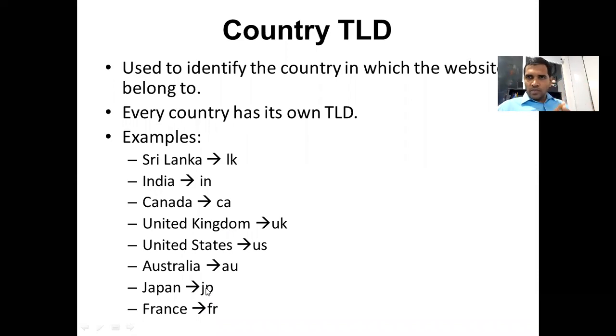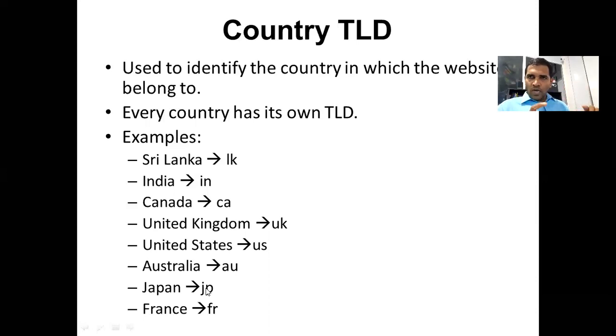So if there is a URL, http://www.abc.in, when we see this URL on the screen or somewhere, we identify that company as an Indian company, because that IN tells us that it belongs to India. But that IN doesn't show anything about its nature. It may be a government institution, it may be a profitable organization, we don't know. We only understand that it is from India.